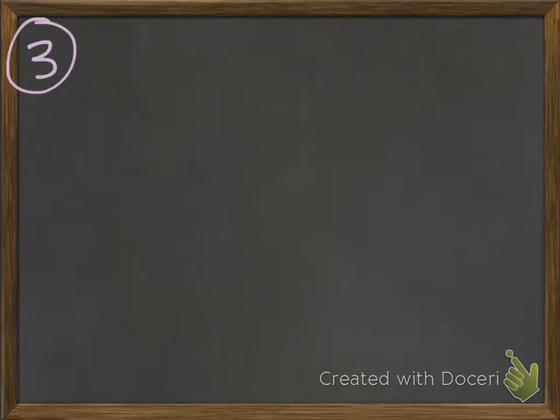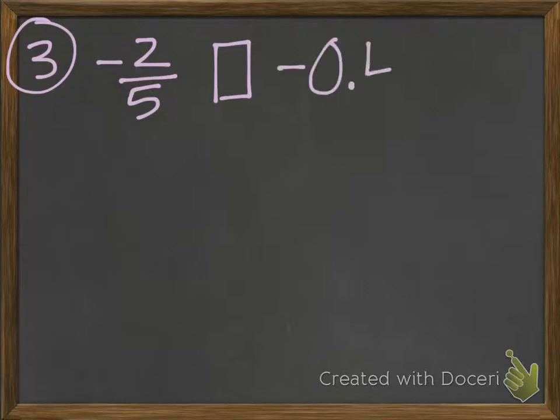Alright, here's the last example for the night. -2/5 is less than, greater than, or equal to -4/10.